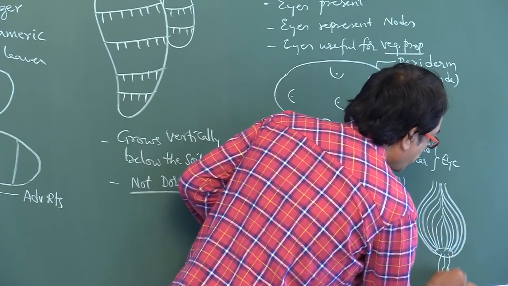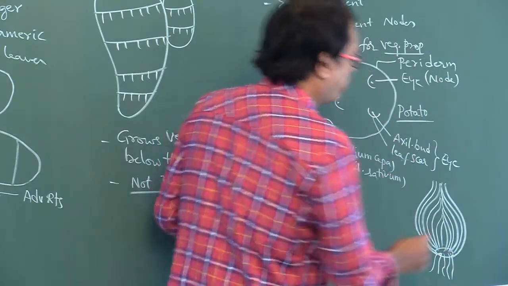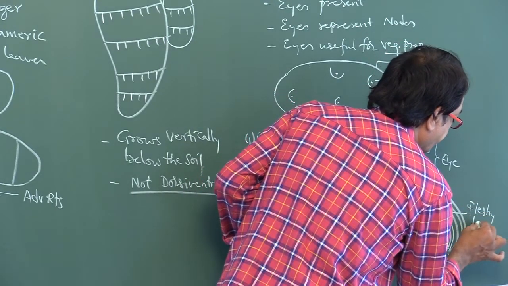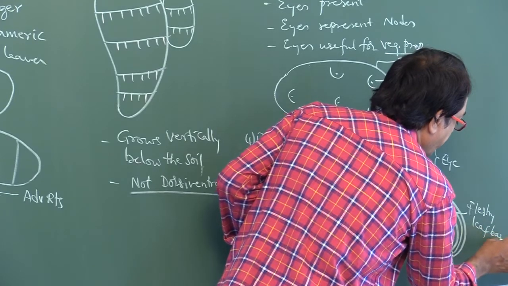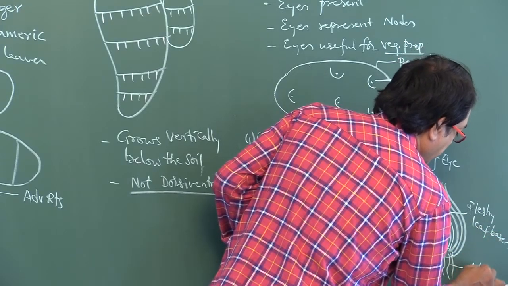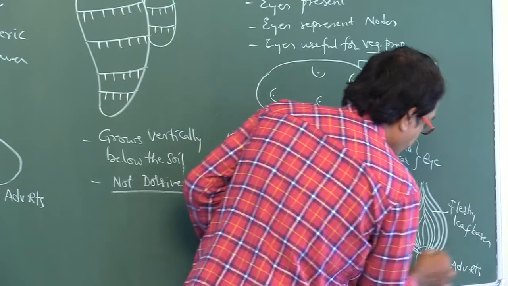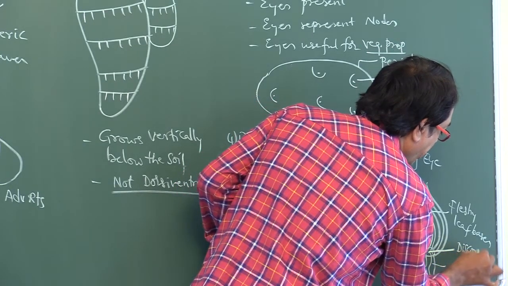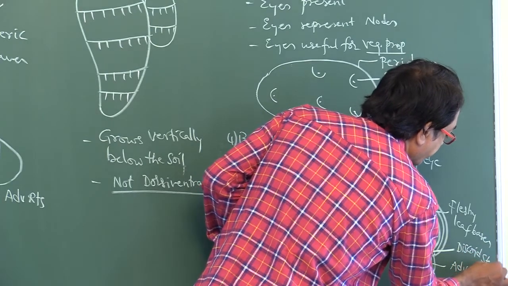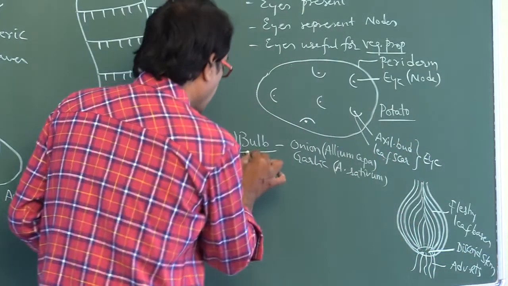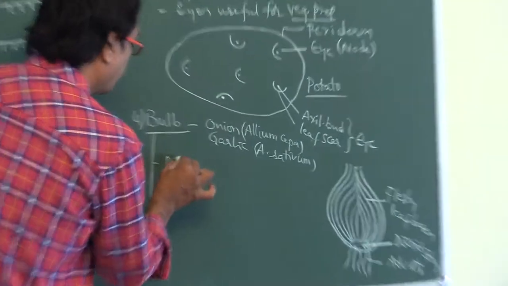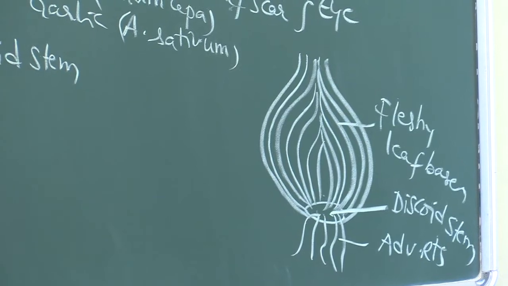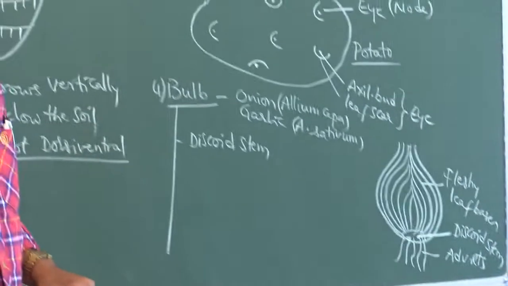So there the adventitious roots are developed. So that is fleshy leaf bases. These are the adventitious roots, and this is the so-called discoid stem. What are the characteristics? Discoid stem present. Discoid stem: the stem is disc-like.